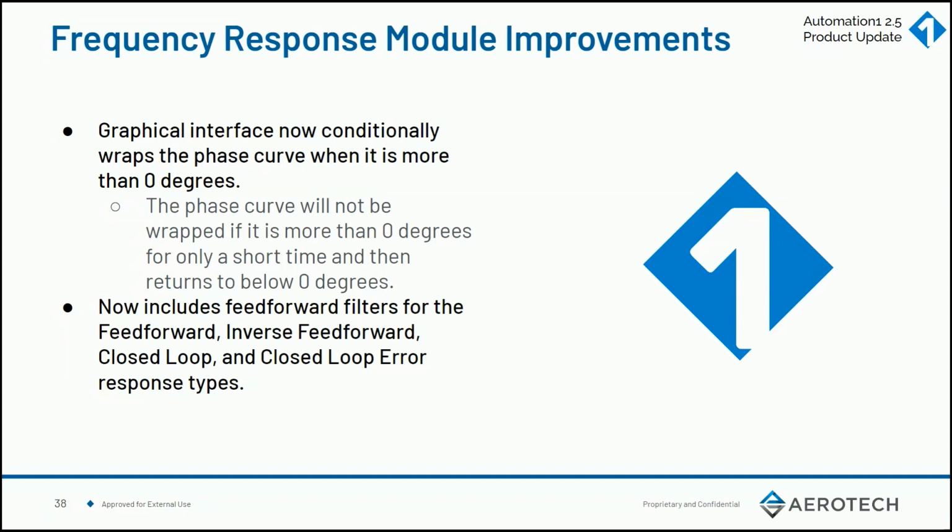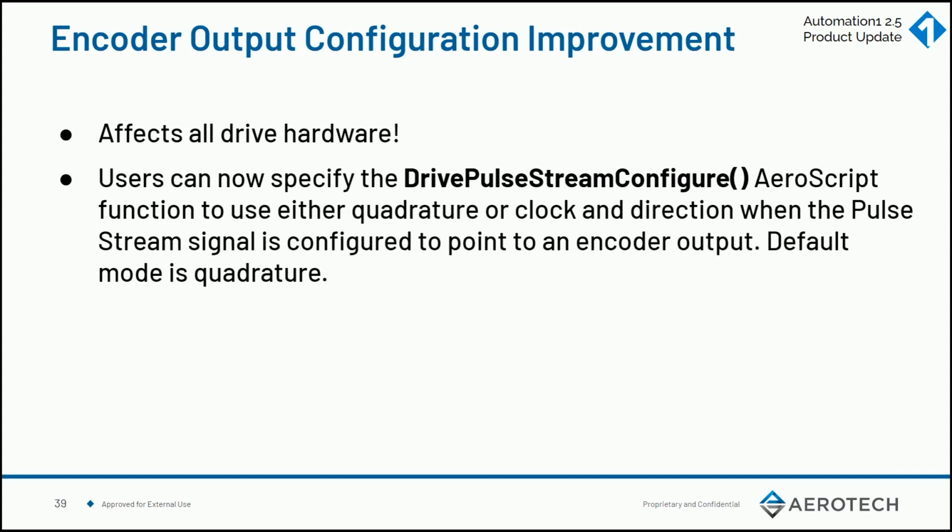It won't be wrapped if it's only more than 0 degrees for a short time. So there's some buffer on that, but it is done in general to make an improvement to the way we show you information. We now include feedforward filters for the different types of responses, including feedforward, inverse feedforward, closed loop, and closed loop error response types. So these are very useful for controls engineers who are trying to filter the feedforward in these types of responses. We've improved our encoder output configuration.